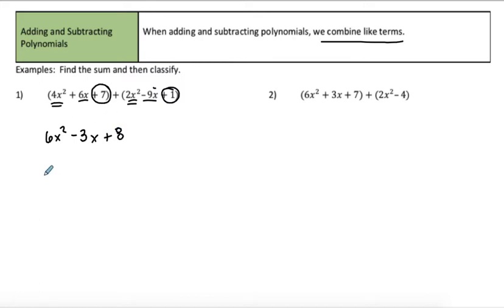And if I wanted to classify this, this would be a quadratic, because the highest power is 2, trinomial, because there are 3 terms remaining.